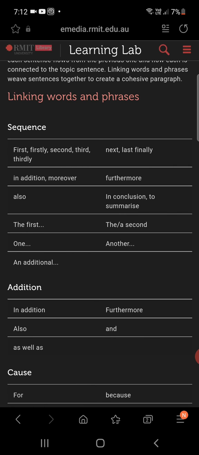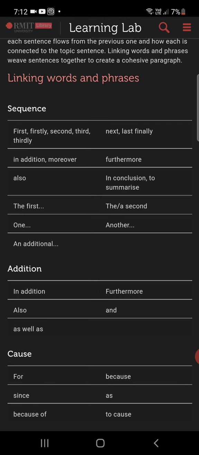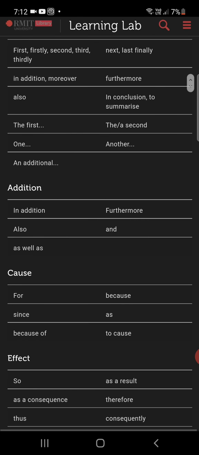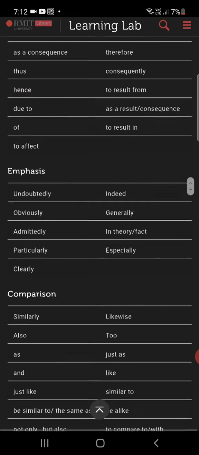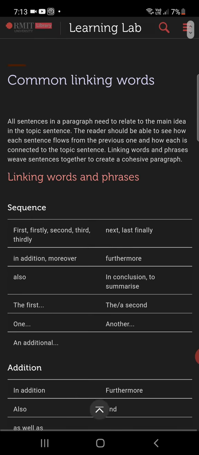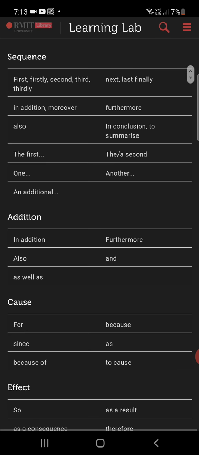Do you have to go firstly, second, thirdly, next, last, finally, in addition, moreover, furthermore? I mean, do you do it like that, or how do you do it? But you must understand that how I do it personally is this way. So let's start here. So first is firstly is second.